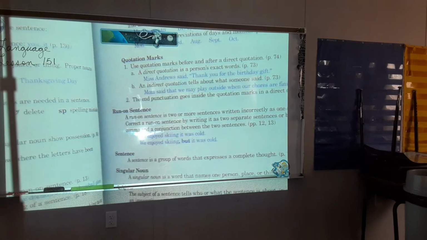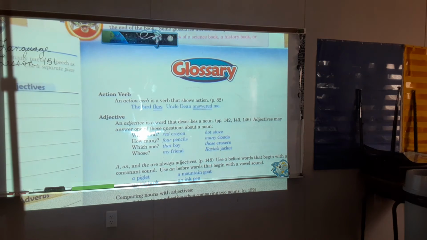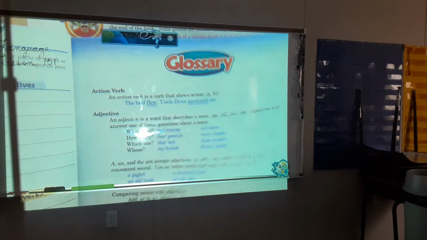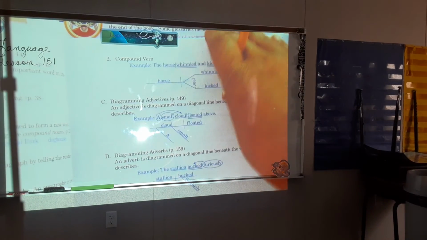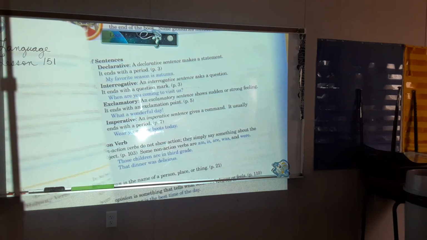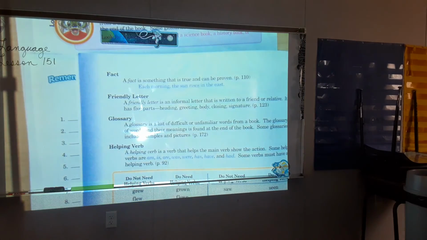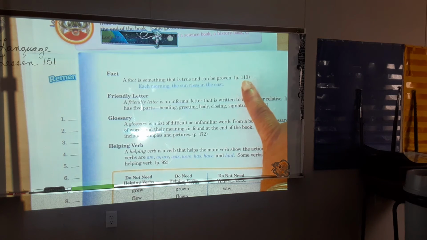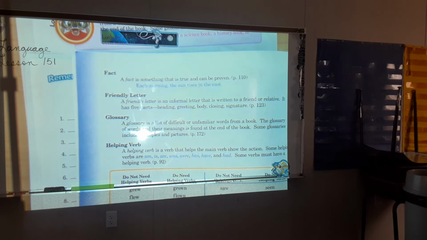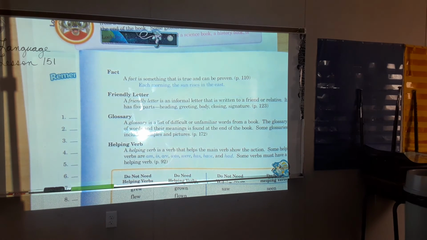And in the back of our language book, we have our glossary. And we're going to look for the word fact. Fact. A fact is something that is true and can be proven. You're going to find it in the book on page 110. Then it gives you a sentence. Each morning, the sun rises in the east. That is a fact. That is not going to change. That would always be the same.